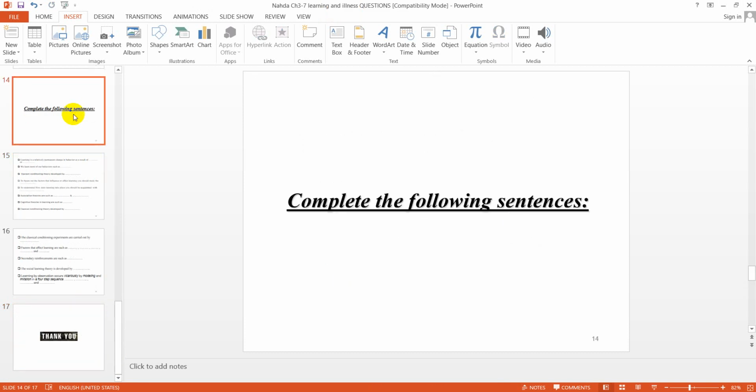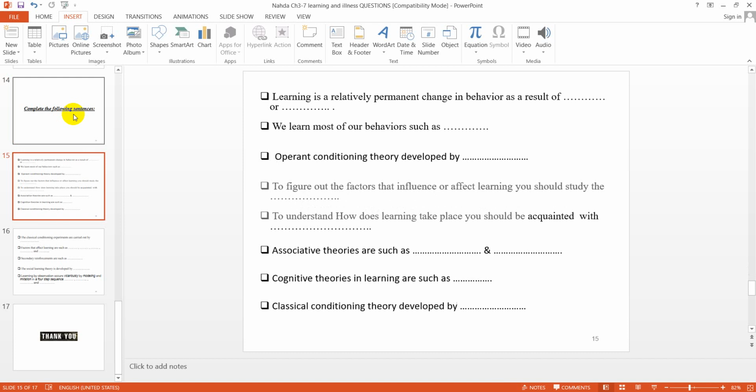Now complete the following sentences. Learning is a relatively permanent change in behavior as a result of training or practice. We learn most of our behaviors, such as our skills, our habits, some of our abilities, our social behavior. Operant conditioning theory was developed by Skinner. To figure out the factors that affect learning, and to understand how learning takes place, you should be acquainted with learning theories.